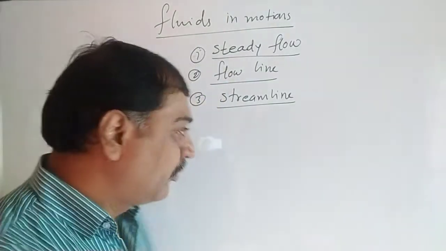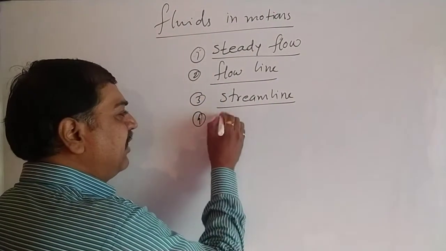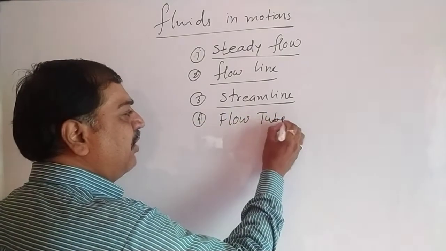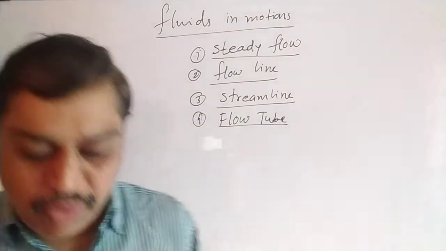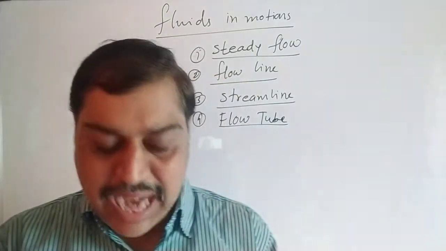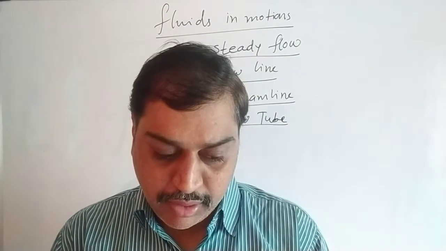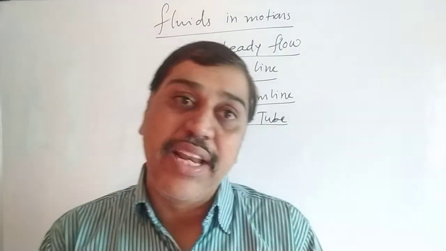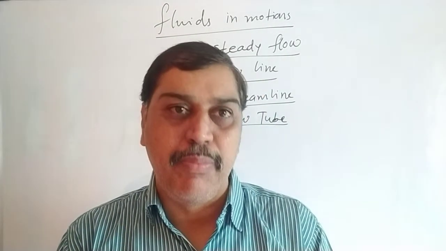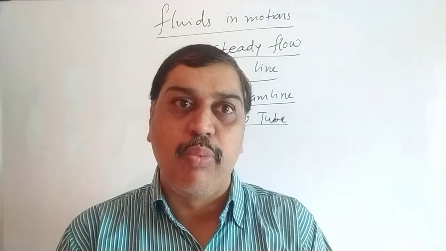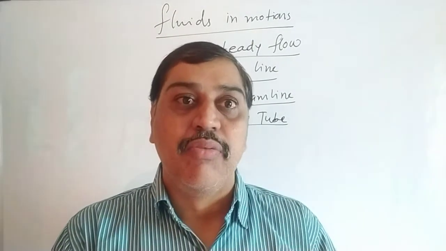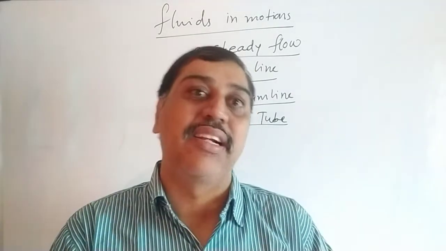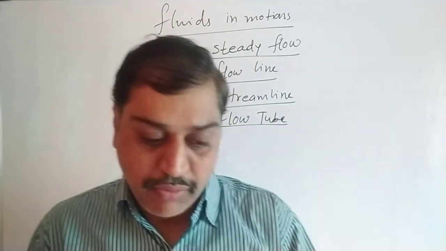Flow tube. The fourth property that we have, the flow tube. So these are the general descriptions they have given. What is flow tube? It is imaginary bundles of pipe or lines bound in an imaginary wall, such that the fluid is flowing in that particular pipe without mixing with the adjacent layer. Then that is said to be flow tube.